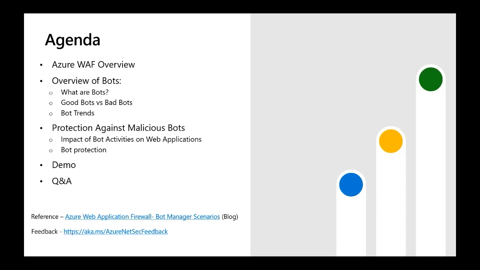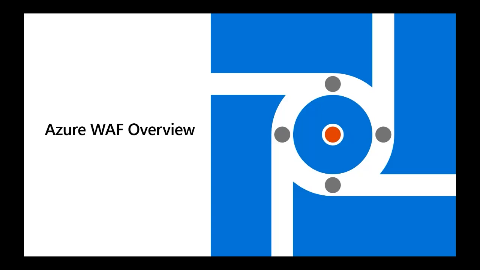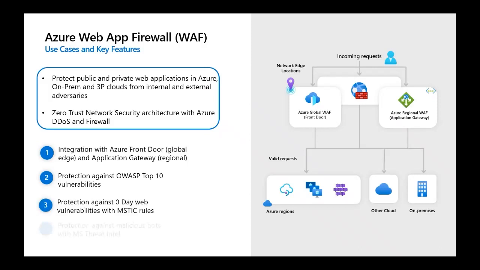So to begin, we'll start with the Azure WAF overview. Azure WAF is a layer 7 firewall that provides centralized protection of web applications. This can be both internal and external facing. The protection it offers is from common vulnerabilities, exploits, and web attacks such as SQL injections, cross-site scripting, and so on. And these applications can be in Azure, on-premises, or even in another cloud provider.